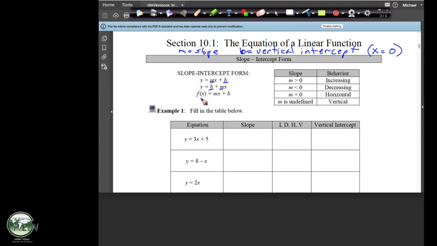We can also use function notation, so instead of y, we put f of x. So these are all three really the same thing, just sort of written in a slightly different language. Last one's the language of functions. So it's using function notation.